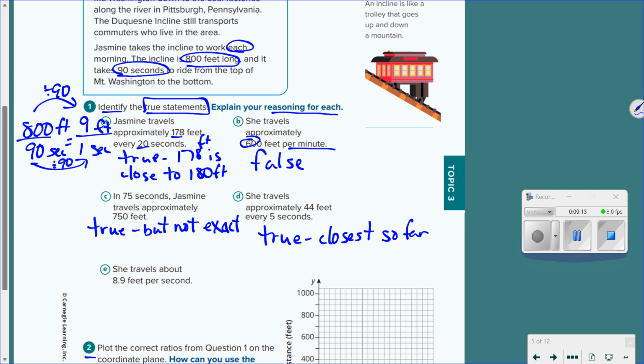And then our last one. She travels about 8 and 9/10 feet per second. We have to do the math. That's probably the true rate right there. Okay, so this one is also true. And this is the best answer yet.